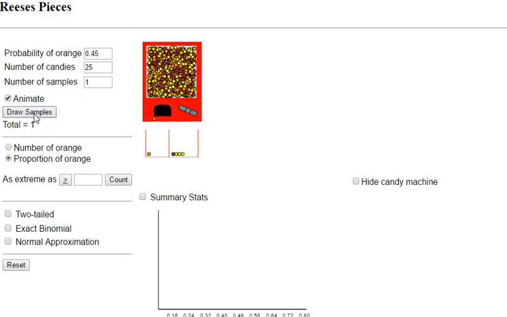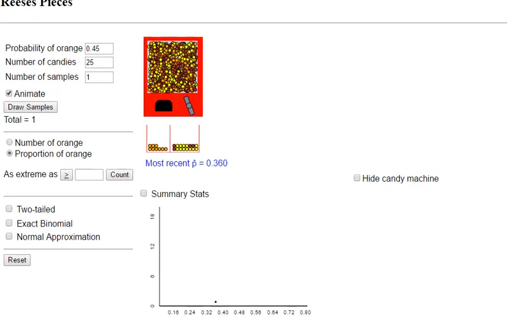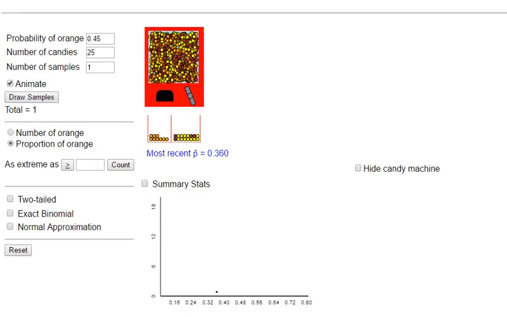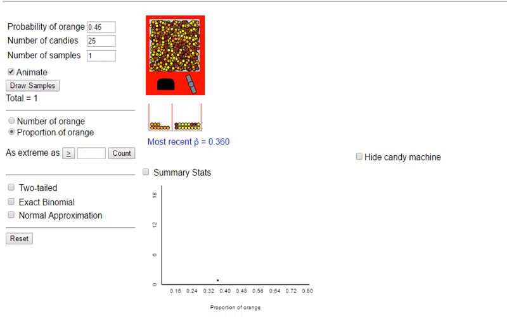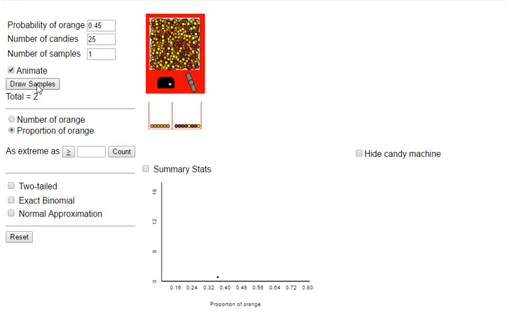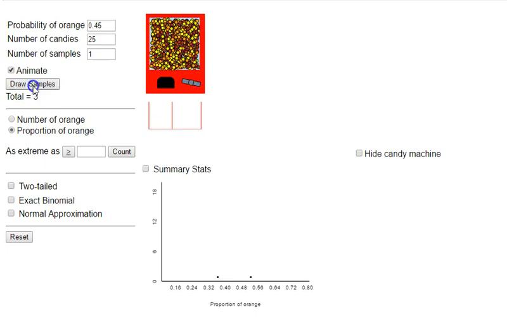So if I draw a sample of 25 candies from this machine, I got a sample with 36% orange, and it plotted a dot right here at 36%. Now, if I do a second sample, notice the second sample has a different proportion of orange. Now it has 52%, so it plots the sample proportion down here. I can do it again.